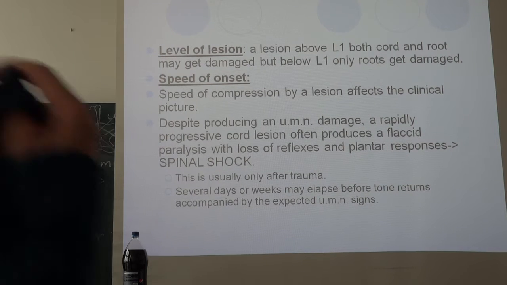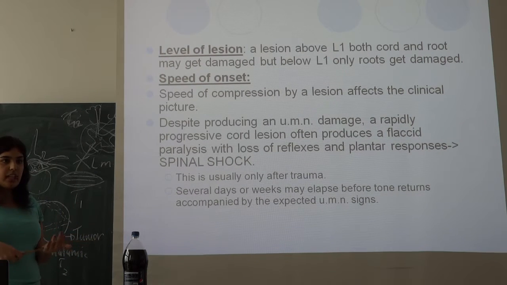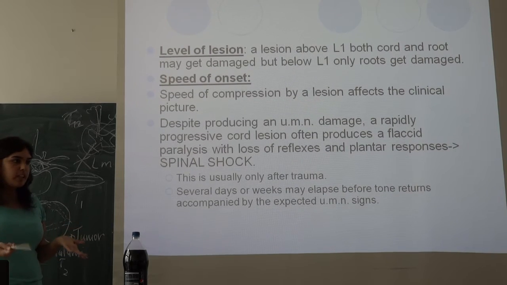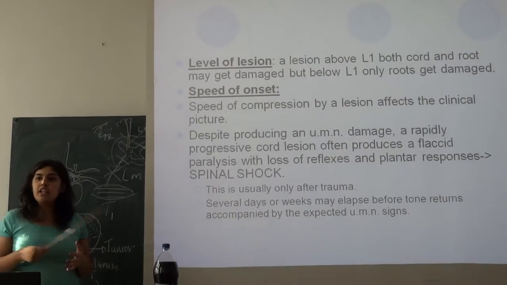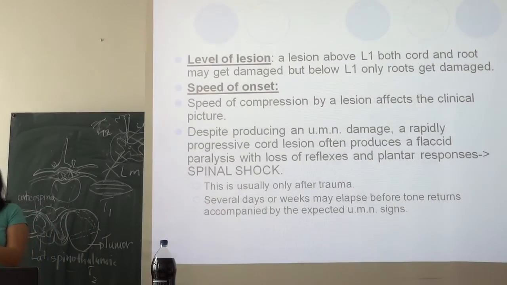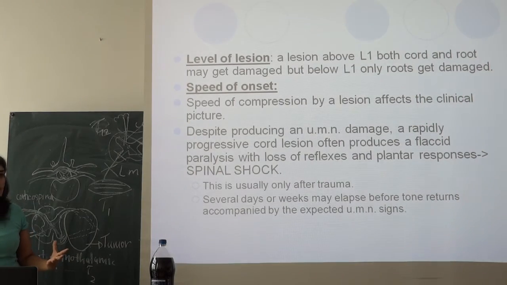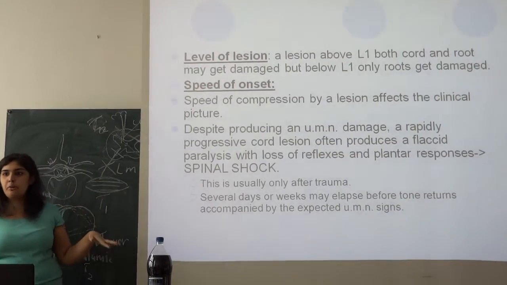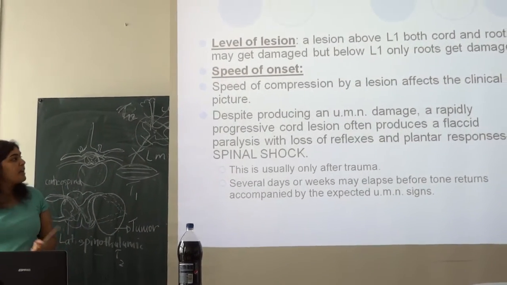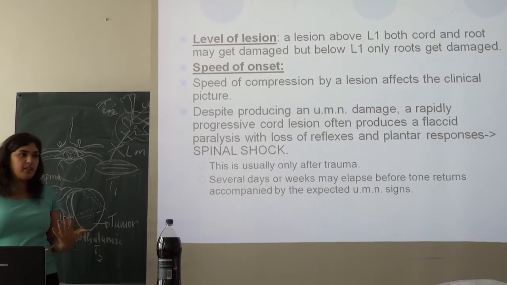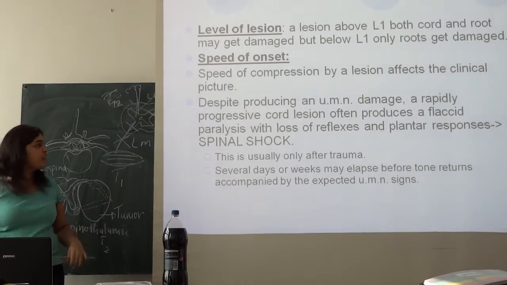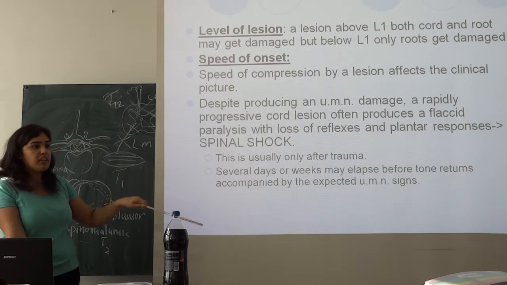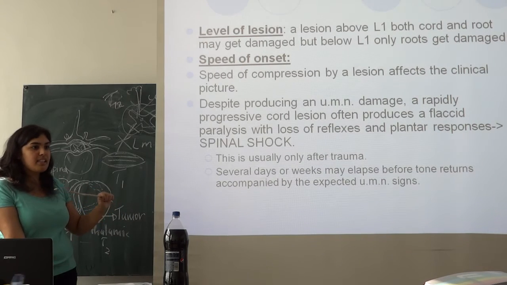If there is a lesion, it can be, for example, a tumor or an infarction. Infarction is when there is no blood supply. If there is a tumor, it can grow slowly or it can grow suddenly. If it grows slowly, that is when you will see all these upper motor neuron and lower motor neuron signs come up. But if there is something like a trauma, a sudden damage to your spinal cord, then what happens? First you will lose everything. You will lose your tone, you will have no reflexes, nothing.